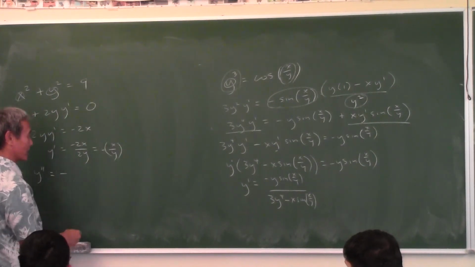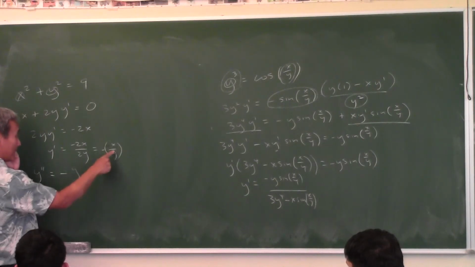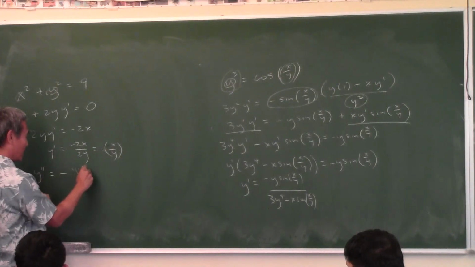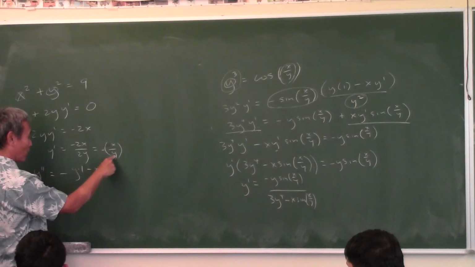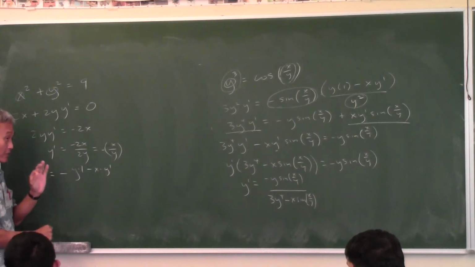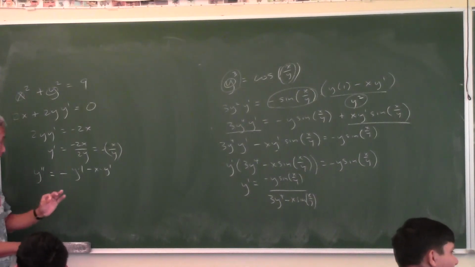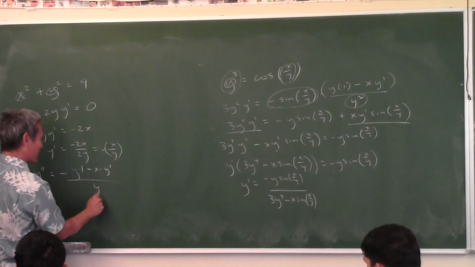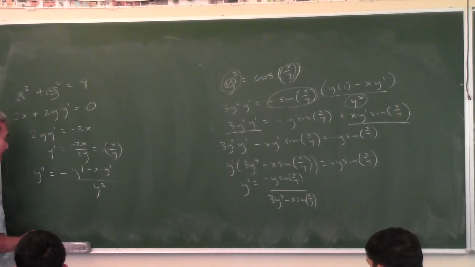Now I see a quotient. So here we go. Low, d high, 1, minus high, d low, y prime. When you take the derivative of y, you get y prime. All over denominator squared, y squared.